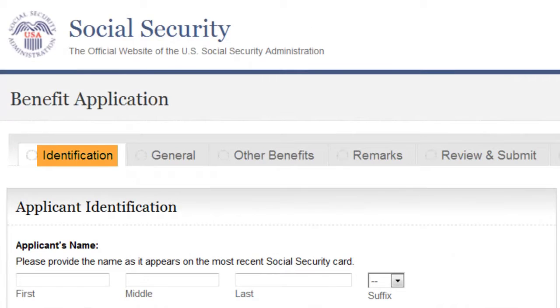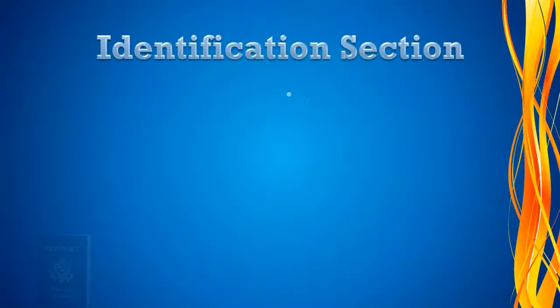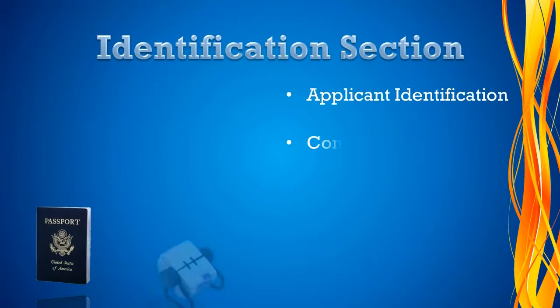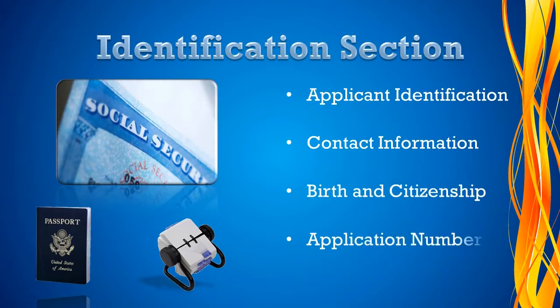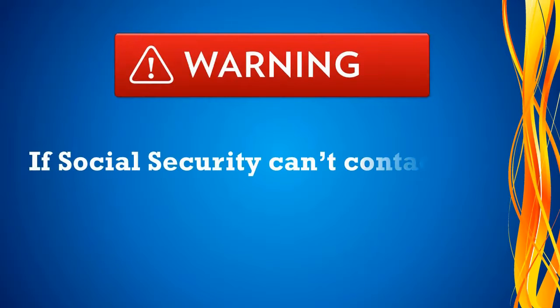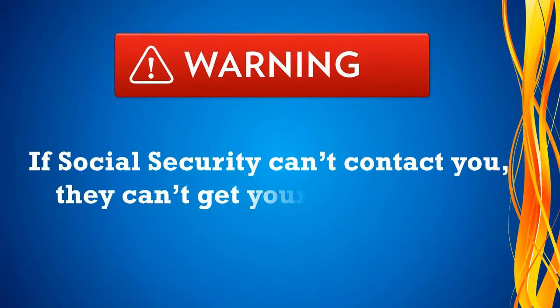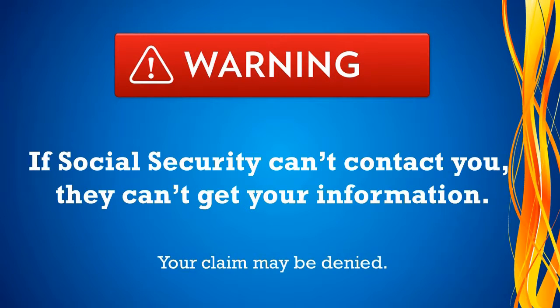The identification section of the application deals with applicant identification, contact information, birth and citizenship, your application number, and additional information. The contact information page is important because Social Security will need to contact you periodically during the process of your claim. If Social Security is unable to contact you, they will not be able to get the information they need from you, and your claim may be denied.